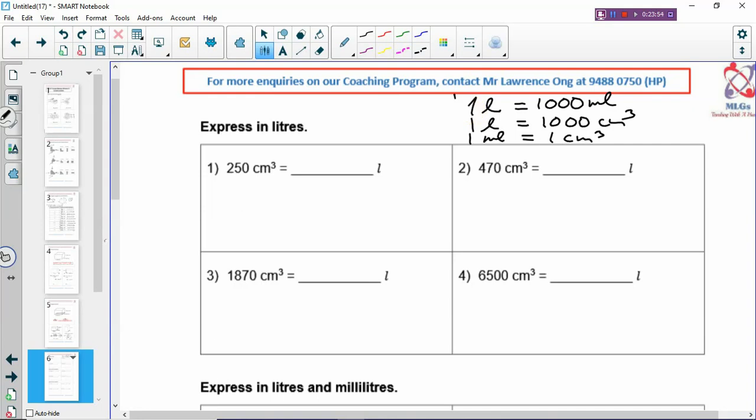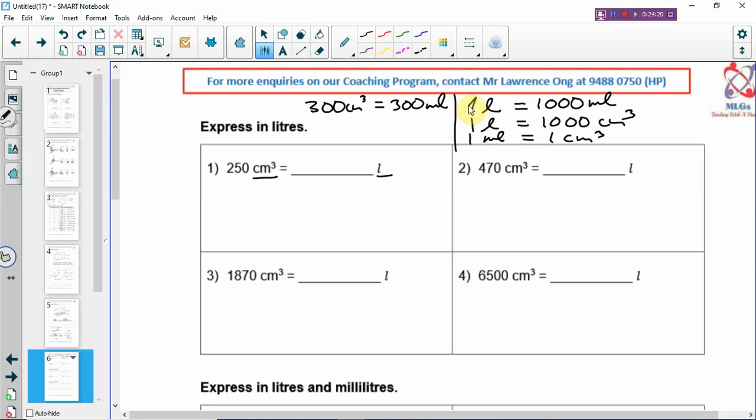So for example, if I have 300 cm cube, then how many milliliters? That will also be 300 milliliters. So you have to learn how to convert. Okay, now let's look at number 1. So how do we change into liters? Now this is a small unit. This is a big unit, right? Cm cube is small, a smaller unit compared to liters, which is a big unit.